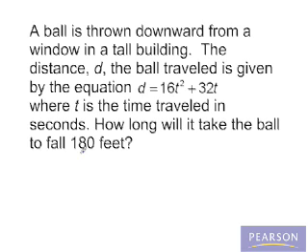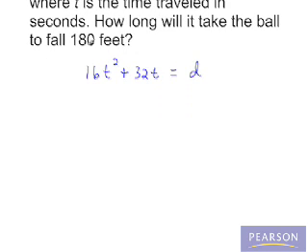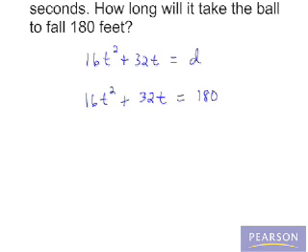So here we're given the distance, d, 180, and we want to find the values of t that cause this equation to equal 180. So we'll start with the equation again. We know that 16t squared plus 32t equals d, and we're going to substitute the 180 in for d, giving us 16t squared plus 32t equals 180. So we're going to try to find the values of t that cause this equation to be true.